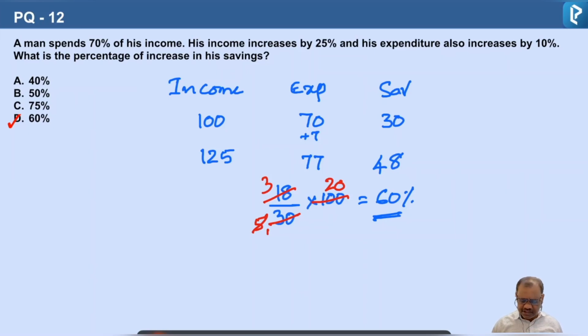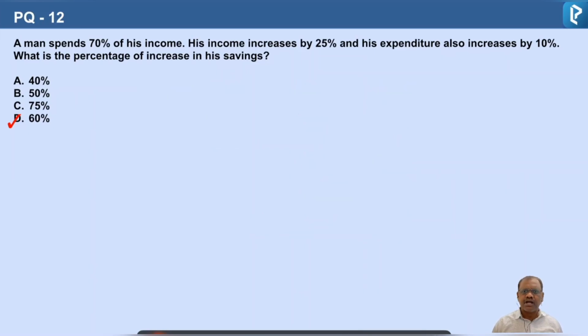In most of the questions in percentage, we have to assume the initial value as 100. That will be the easy way of solving the question.